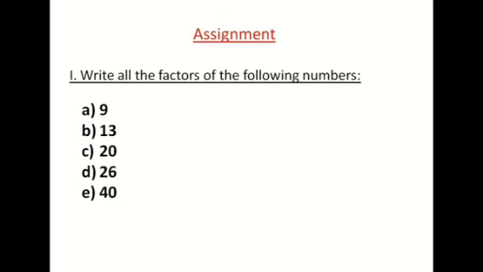Look at the assignment. First sum, write all the factors of the following numbers: 9, 13, 20, 26 and 40. These are very easy sums. I know all of you can do them. Please try those sums.